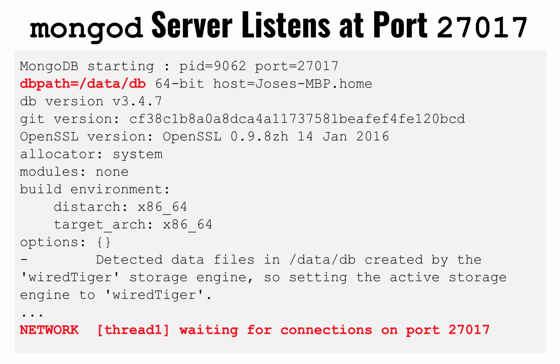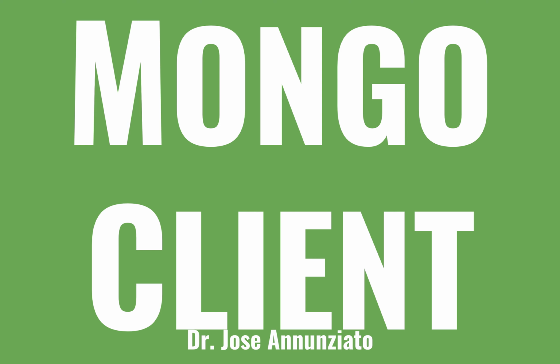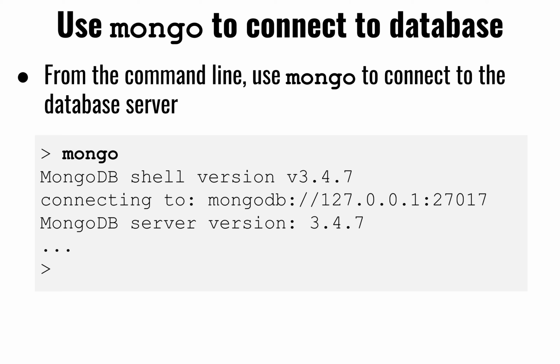When it starts up the server, it'll say that it's listening at the default port of 27017, and it'll look for data in /data/db, and then listen at the port for connections. So the Mongo client, you start at the command line. So let's play around with that a little bit.